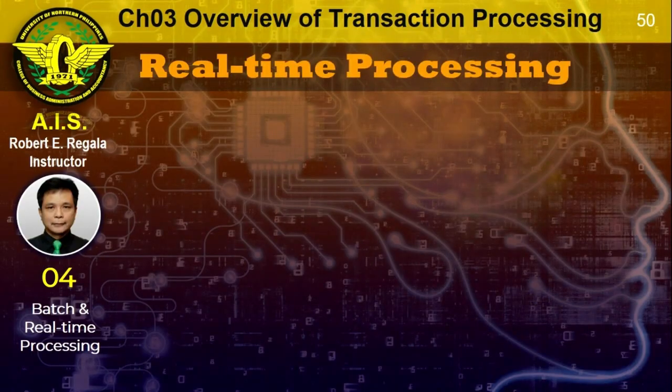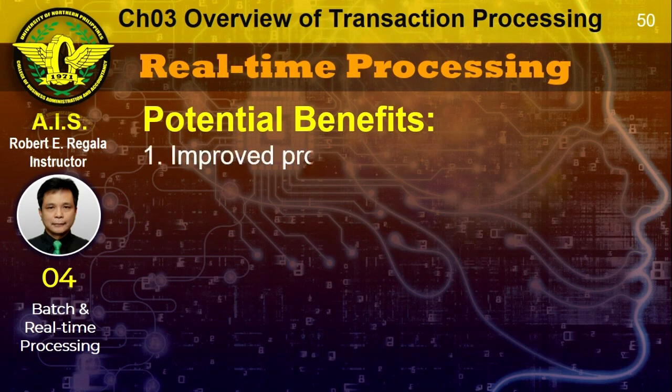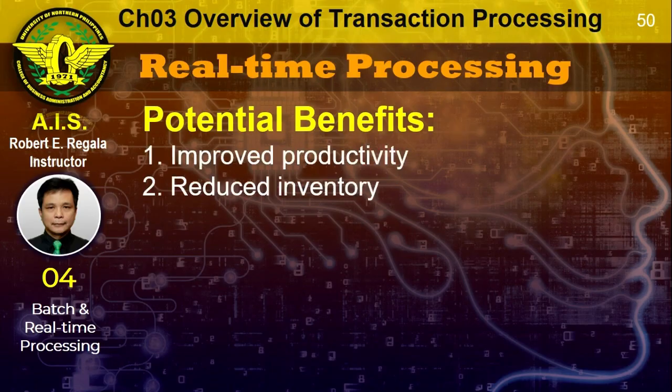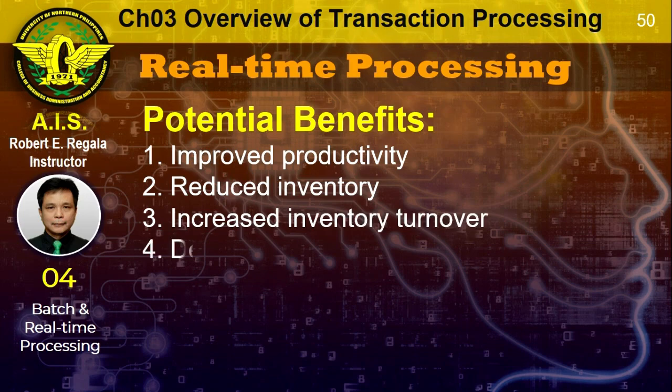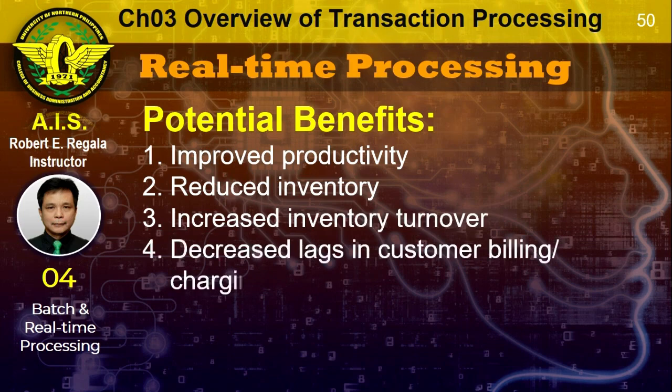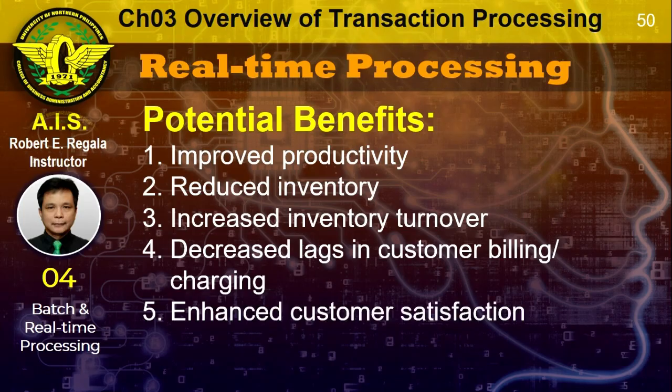Real-time processing. Real-time systems process the entire transaction from input to file update as the transactions occur. For example, if all tasks in our simple sales order process are processed in real time, from the capture of the sales order, filling of the order, and shipping the same day, such a system has many potential benefits, including improved productivity, reduced inventory, increased inventory turnover, decreased lags in customer billing, and enhanced customer satisfaction.